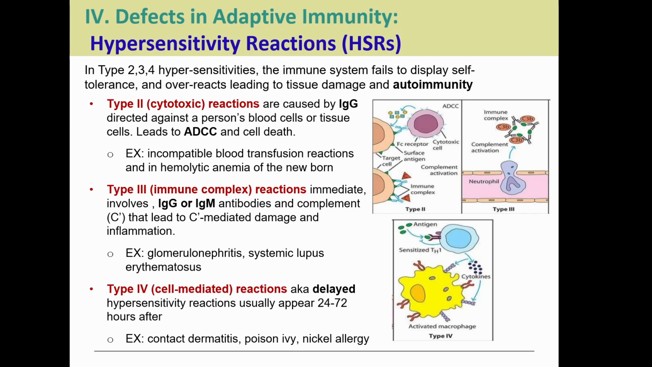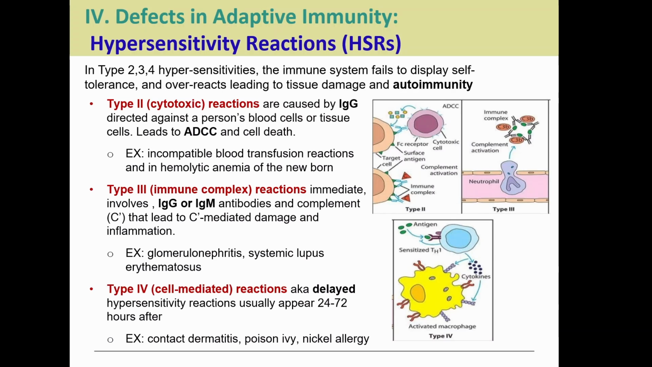In type 2, 3, and 4, the immune system does not display self-tolerance. So in type 2 cytotoxic, this is IgG directed against a person's own blood cells or tissue. Something like the type 2 reaction would be if someone got the wrong blood type. This could happen if someone were, let's say, type O and they get type A blood. It could trigger a type 2 reaction.